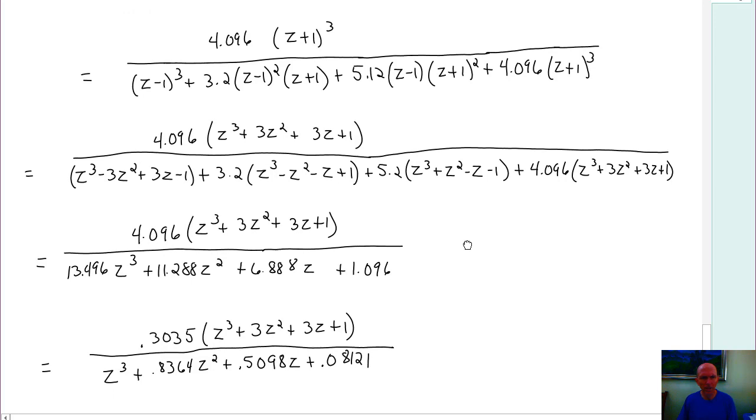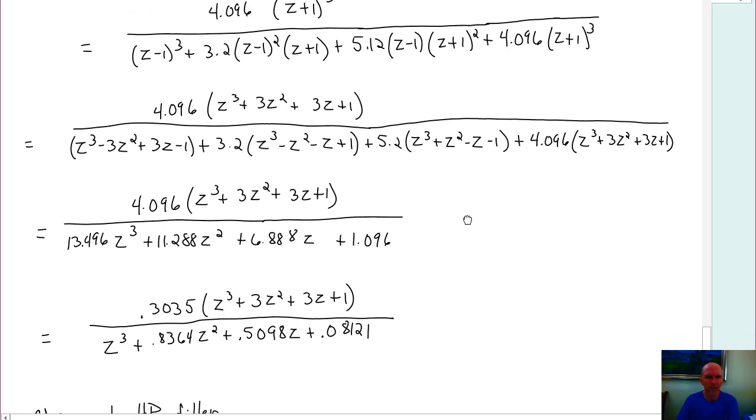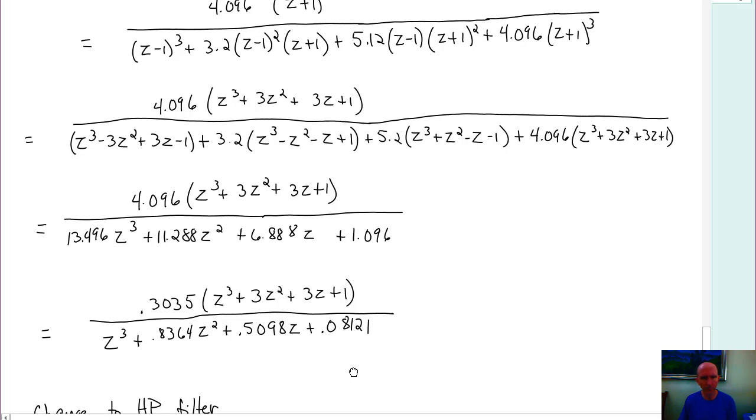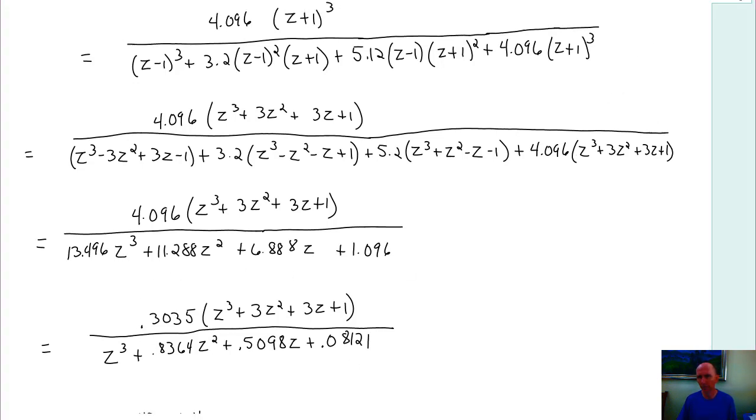Make sure I didn't make a mistake adding all of these terms together. Once we multiply it out and add the terms together, this is what I got. Of course, we want to normalize this. We want the highest power to have a coefficient equal to 1. So we're going to divide by 13.496 and get this equation down here. And so this is our low-pass filter that will meet the specifications.